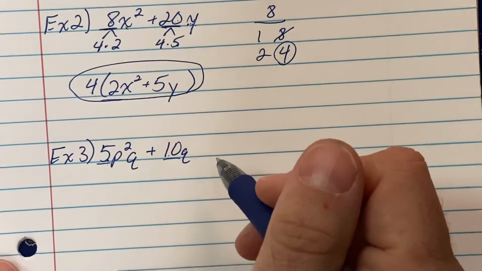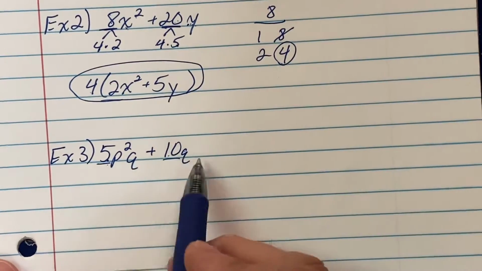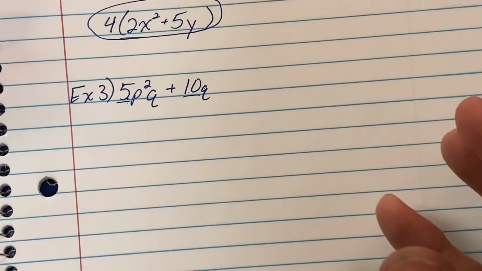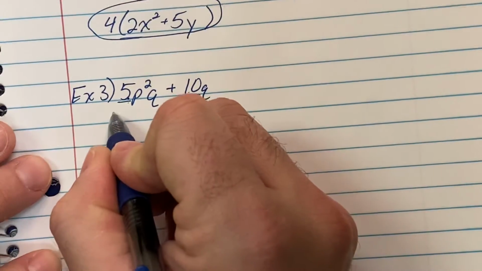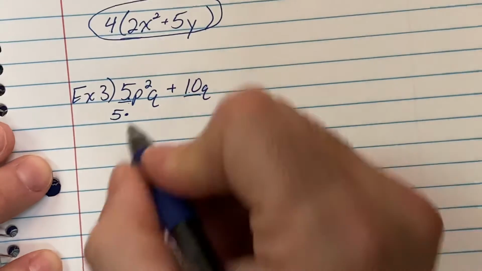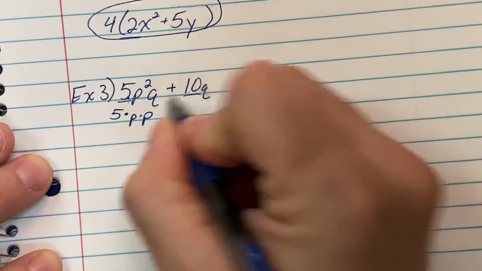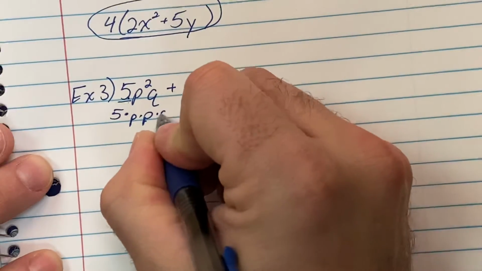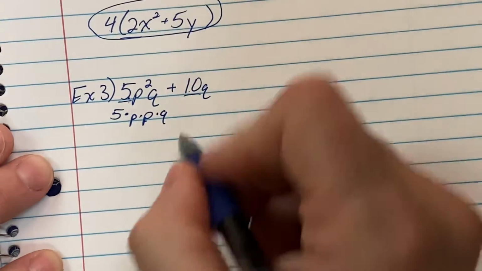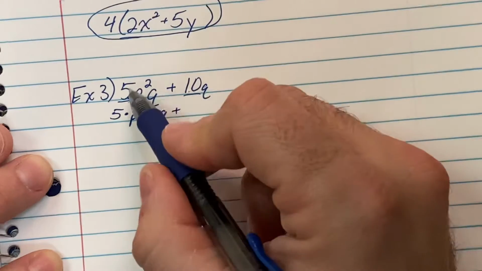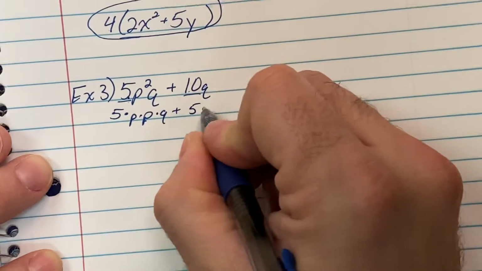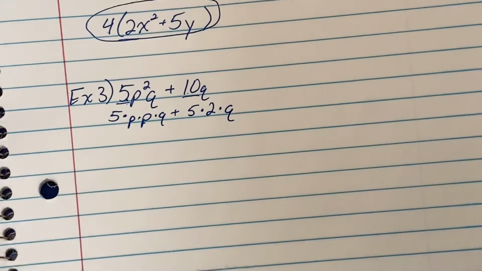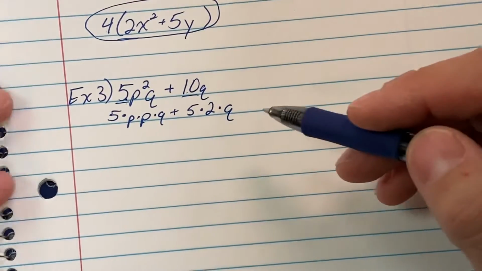I'm going to do a little something different on this one. I'm going to break this down completely here. And what I mean by that is I'm going to expand it out as far as I can take it. So we have 5 times p, because remember p squared is p times p, times q. All right, plus, we know that 5 goes into 10, so we're going to say 5 times 2 times q.